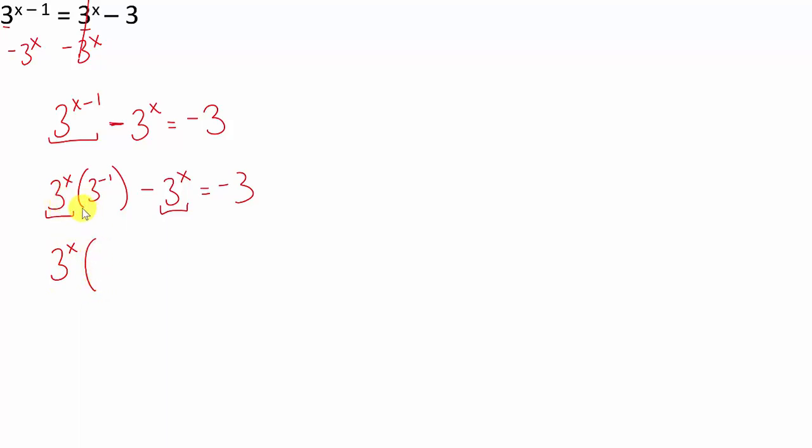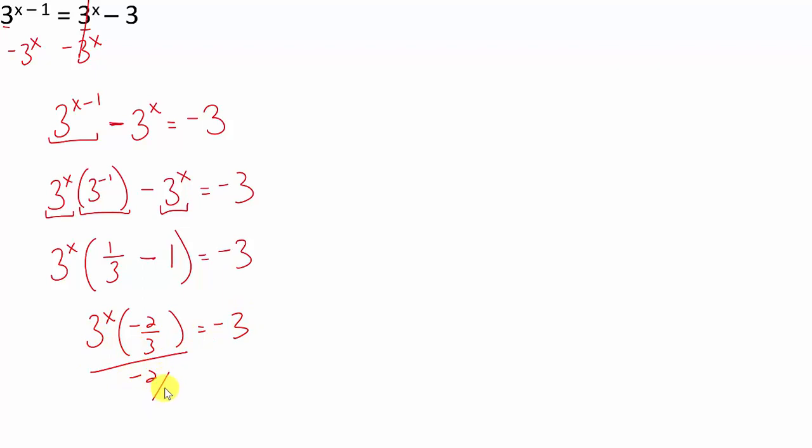In this case, when I take that out, I am left with this 3 to the power of negative 1, or you could rewrite that as 1/3 because that's what that's going to be, minus, again, when I take it out of here, I have 1 left. Simplifying a little bit more, inside these parentheses here, I am going to have a negative 2/3. And then our goal is to get this by itself, so we're going to divide by negative 2/3 from both sides. And I'm going to have 3 to the power of x equals, when I do this math, this double negative is going to make a positive, and I'm going to have 9/2.